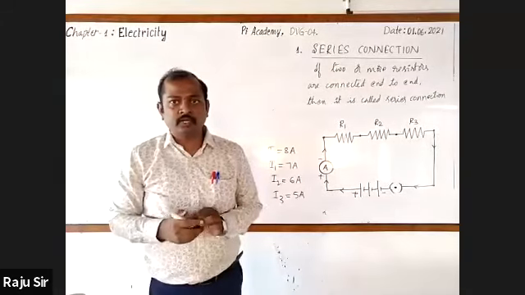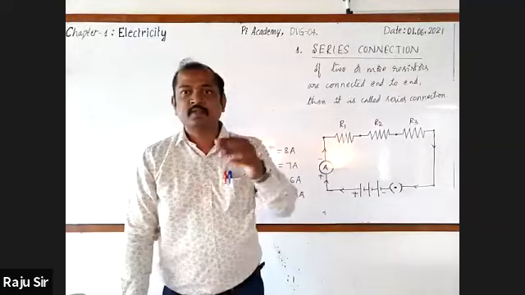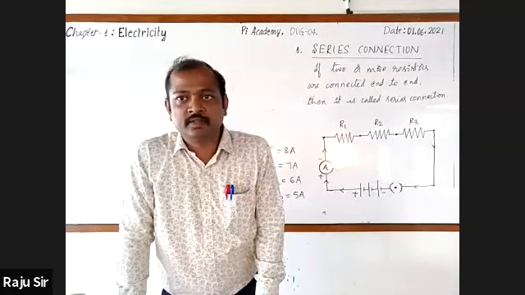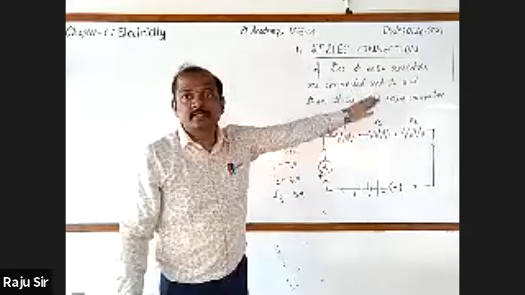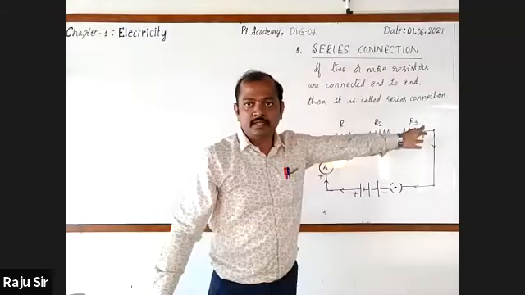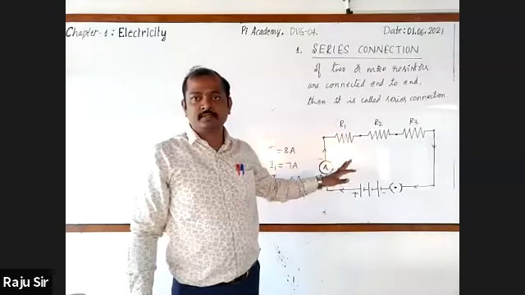Got it? Then you all may be thinking, sir, how does electric current decrease? If electric current has to decrease, resistance should increase, is it not? Yes, sir. Every time we have been increasing the resistance, therefore electric current decreases.